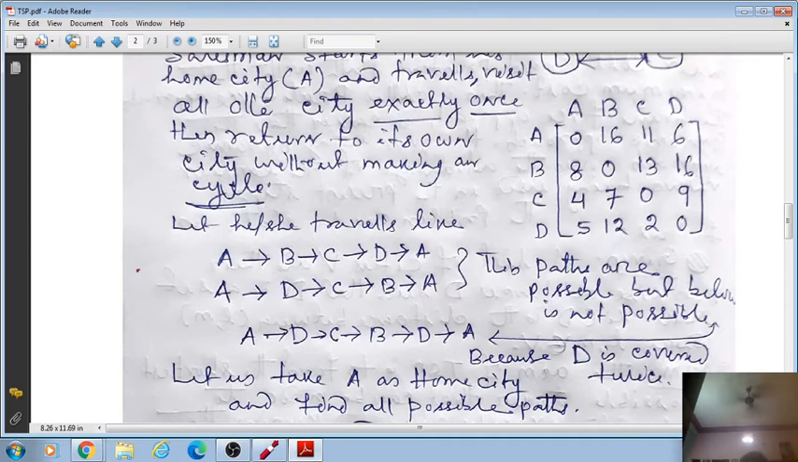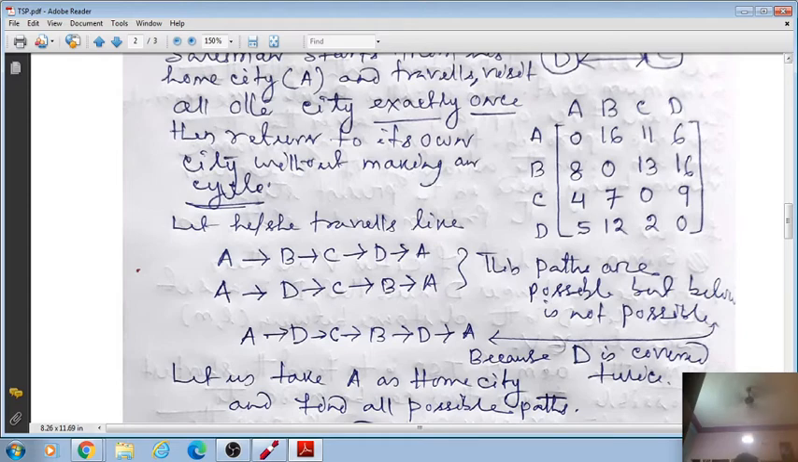Then you see A to D, D to C, C to B, B to D, and D to A. I have taken a path, but I think this path is not possible. Two paths are possible, but the last is not possible, because D is covered twice. You mark this is the D, this is the D. This point is covered twice. Since it is covered twice, this path will not be considered, because this is our constraint: he or she will visit each city exactly once.